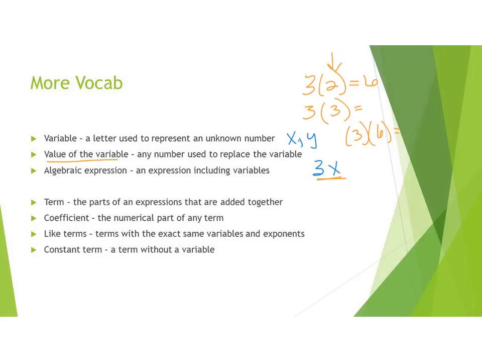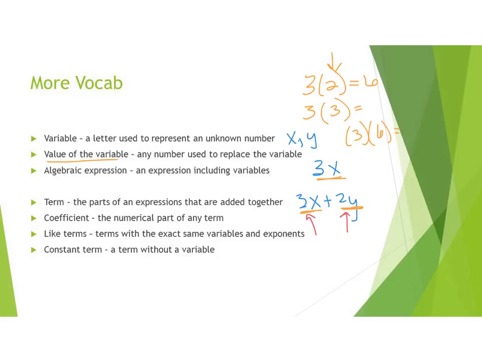Moving on, these are all definitions for any expression. Expressions have terms, and they're the parts that are added together. So if we had 3x plus 2y, there are 2 terms there. Those are each a term. Your coefficients are the numerical part of any term. So every term has a coefficient, even if its coefficient is only 1. So 3 is the coefficient and 2 is the coefficient.